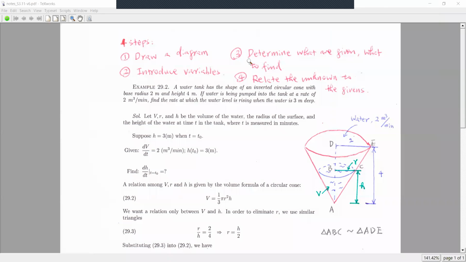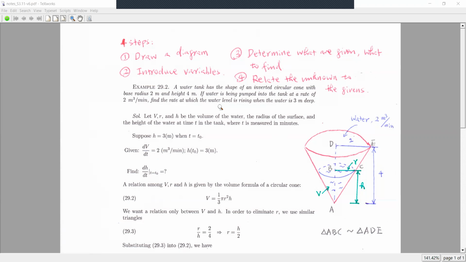Step 3, determine what is given and what to find. Water is entering the tank at a rate of 2 cubic meters per minute. 2 cubic meters per minute is the rate of change of variable V, the volume of the water in the tank. That is, the derivative of V is equal to 2.